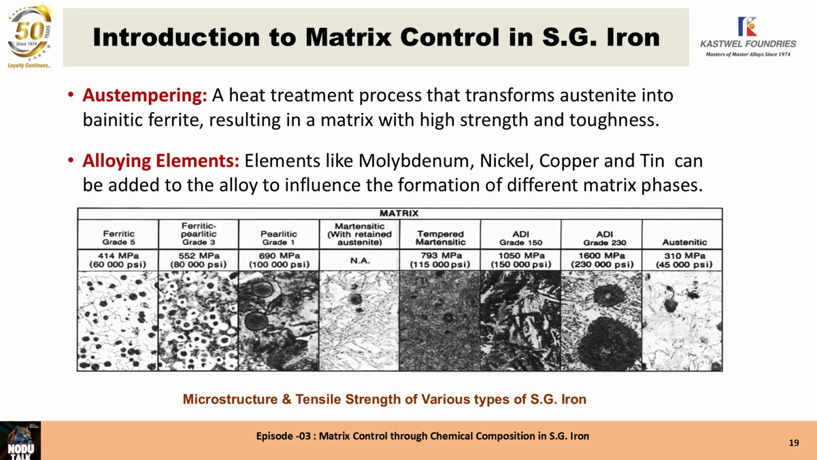toughness. Alloying elements like molybdenum, nickel, copper, and tin can be added to the alloy to influence the formation of different matrix structures. You can see the matrix structures below from left to right: ferritic grade, pearlitic grade, martensitic grade with retained austenite, tempered martensite, ADI high toughness, ADI high wear resistance, and austenitic.